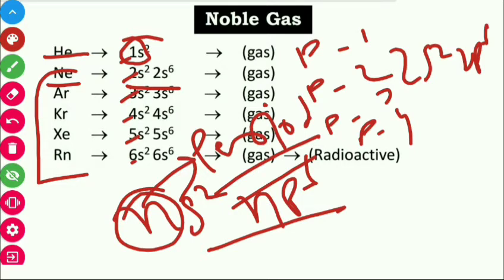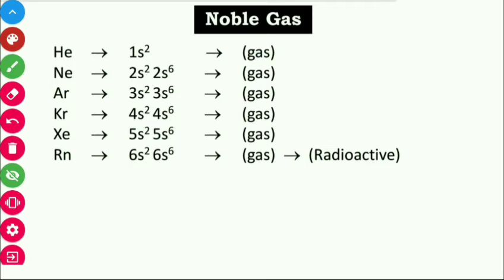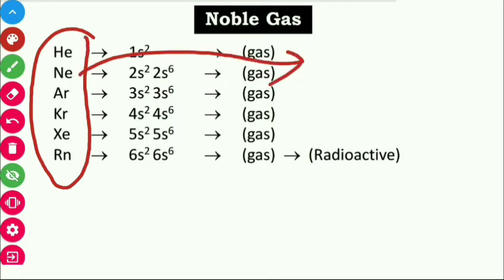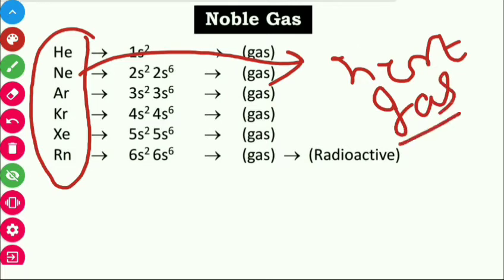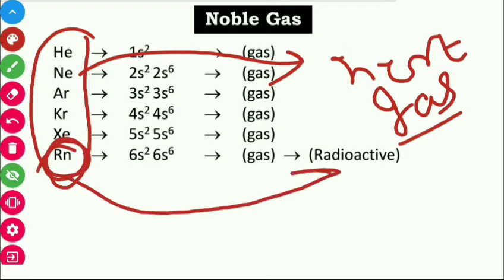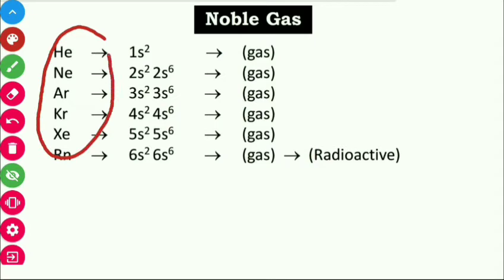After that, argon, krypton, xenon, radon. So how many elements occur in the noble gas or inert gas family? There are only 6 elements till now in the periodic table in the inert gas or noble gas group. Understand? Radon is radioactive, and due to this it does not participate in any reaction. So at the end we have only these 5 elements which we have to study further.